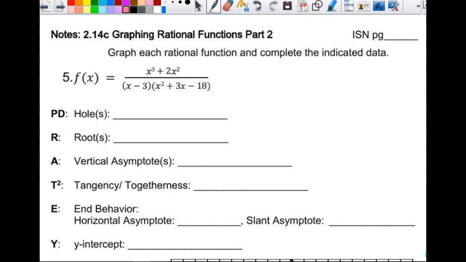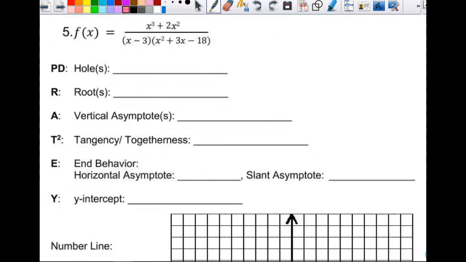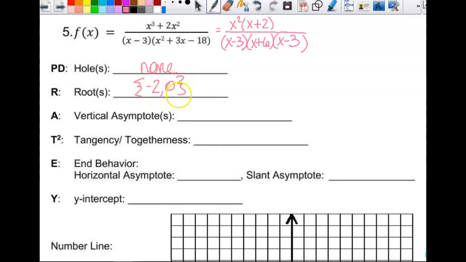Back to number 5. Just like all the rest, we're going to start by factoring. So in the numerator, I will have x squared times x plus 2 over, and then I will have x minus 3, and then this will be x plus 6, x minus 3. Okay. Do I have any point discontinuity? No. I have 2 roots, right? I've got -2 and 0.